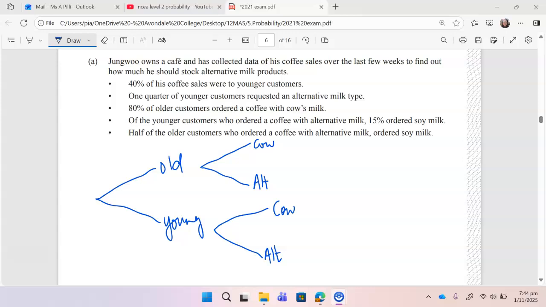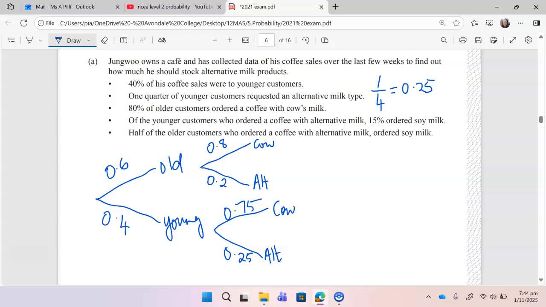Okay, so 40% are younger customers, which makes older customers 0.6, because both numbers on the branches must add to 1, like 100%. A quarter of young customers request an alternate milk type. A quarter as a decimal is 0.25. For now, I'm just going to stick with decimals. So that goes here, which makes cow's milk 0.75. 80% of the older customers order coffee with cow's milk, so 0.8, which makes alternate 0.2.